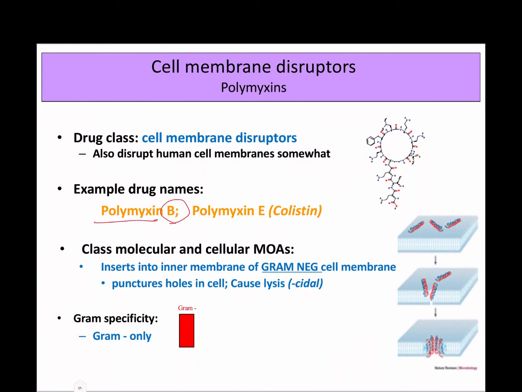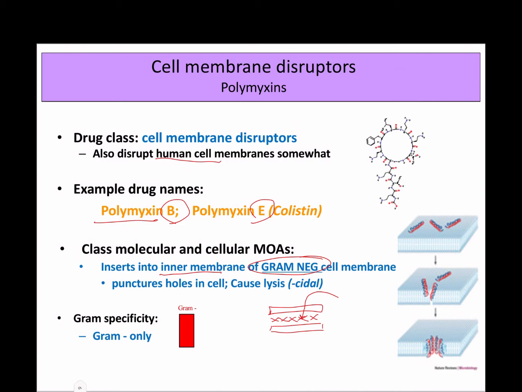We have polymixin B and polymixin E. These guys insert into the inner cell membrane of gram-negative bacteria. So you've got the outer cell membrane, you've got the cell wall, and then the inner cell membrane. These polymixins are going to make their way through the outer membrane and the cell wall into the inner cell membrane. These guys are not 100% selectively toxic, so they do have some action at human cell membranes. So when given systemically, they do have some toxicities.